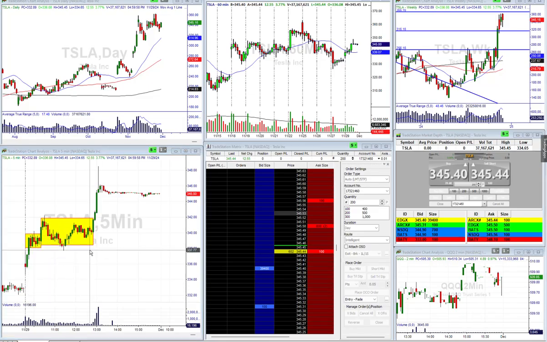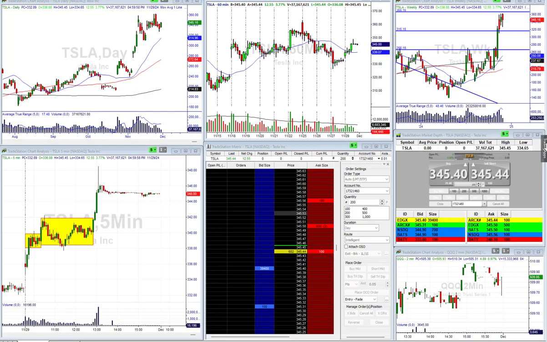So let's say if you played it right here, and then it went as high as 347. So you got a nice 2 to 1 risk to reward on this one. So we had a really good one. So that's the strategy. The strategy is to look for strong stocks.